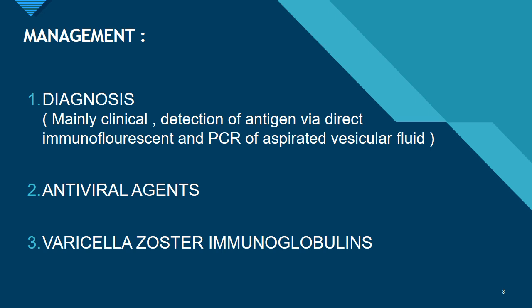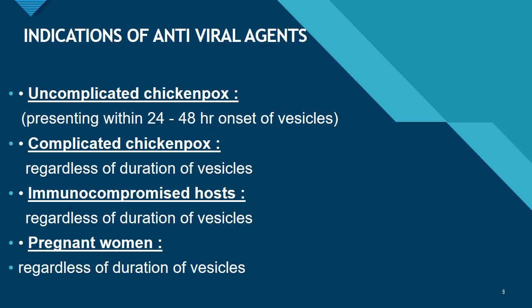So diagnosis is mainly clinical by rash, detection of antigen via direct immunofluorescence, and PCR of aspirated vesicular fluid can be done if there is a suspicion. The management options include antiviral agents, Varicella zoster immunoglobulins, and obviously then prevention of the disease in other individuals. So what are the indications of antiviral agents?